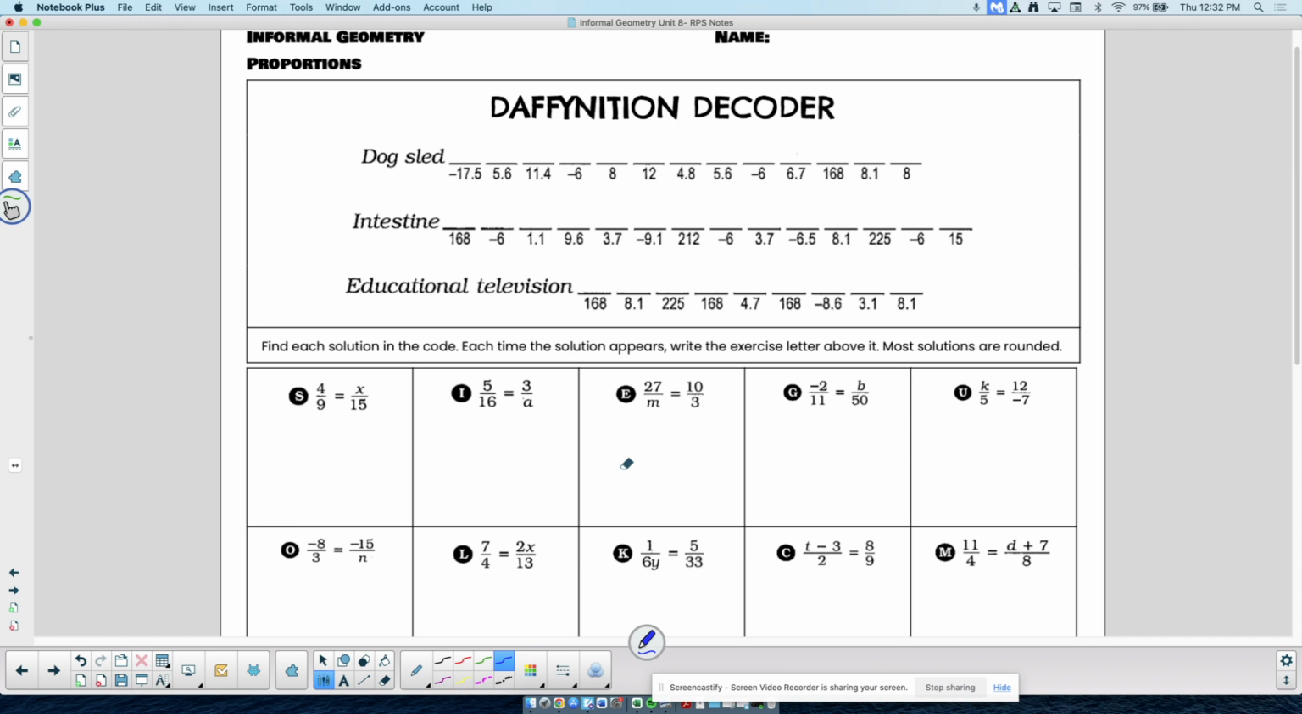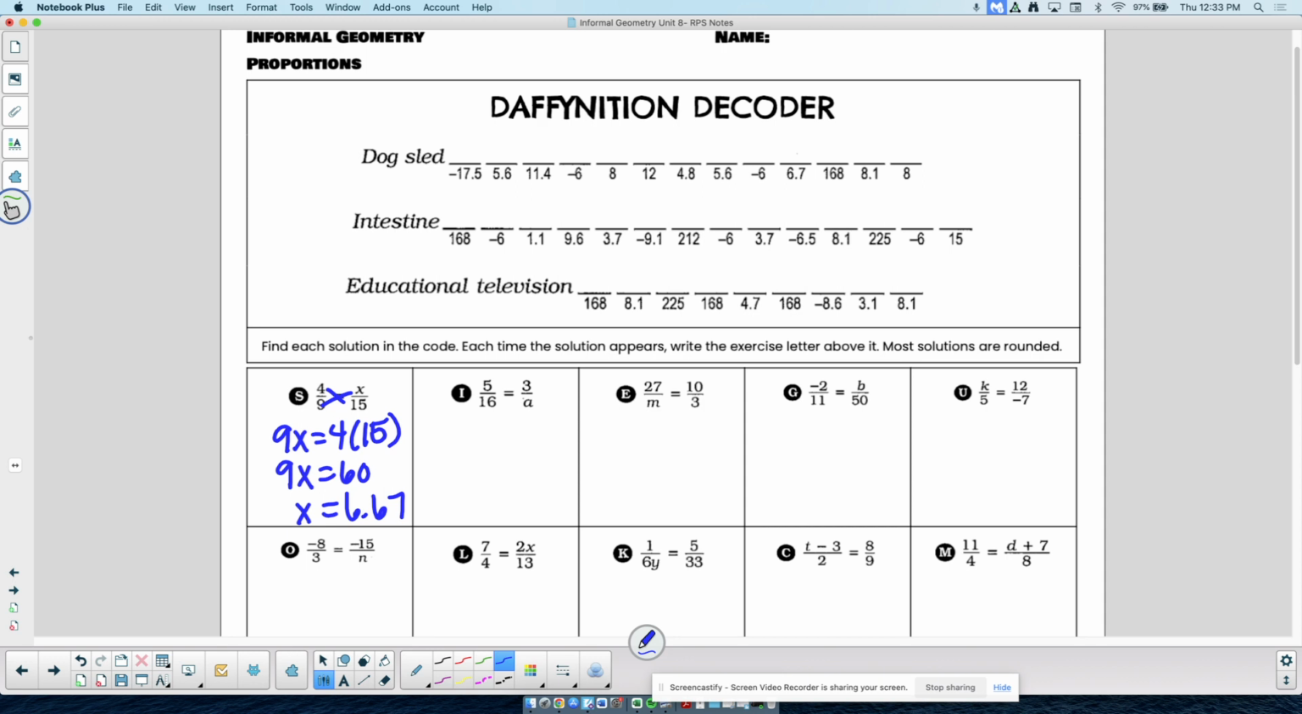So you just cross multiply, right? So 9 times x, 9x equals 4 times 15. 9x equals 60. Divide by 9 and x equals 6.67. So you're going to get some decimals on here and that's okay. But I do want you to check to make sure you're doing it correctly.